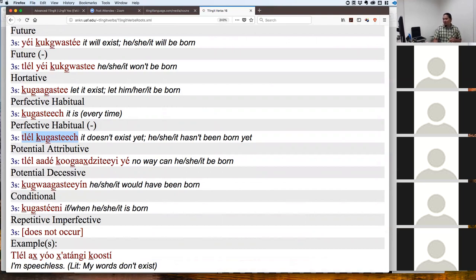So this is the one that you're looking at. And I think I added one too many A's right there. So it hasn't been born yet. When they call it perfective habitual negative, that's a weird term. It really means it hasn't happened yet. So if someone asks, hey, do you like Indian cheese? You can say, I haven't eaten it yet. And this is the form that you would use.